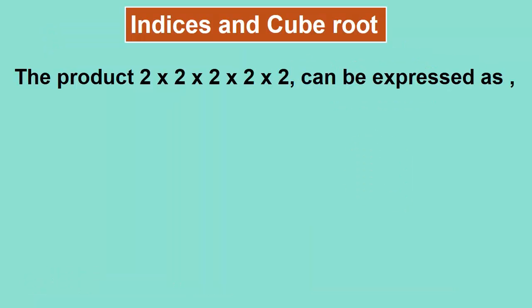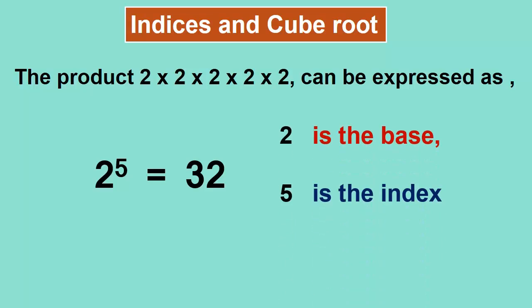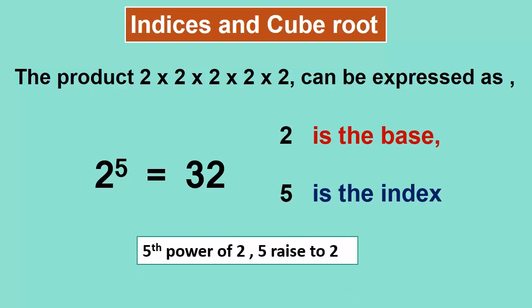Topic: Indices and cube root. You know the product 2 into 2 into 2 into 2 into 2, 5 times, can be expressed as 2 raised to 5, which is equal to 32. Here in 2 raised to 5, 2 is the base and 5 is the index or power. This is what you have learned in standard 7th. And we read this as the 5th power of 2.